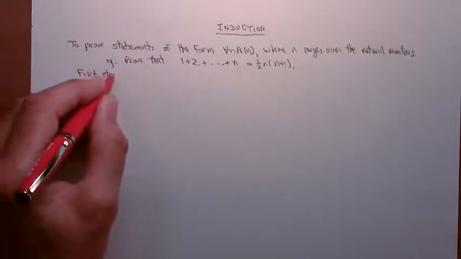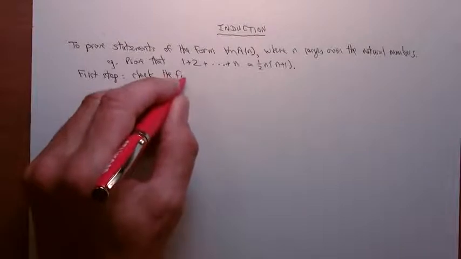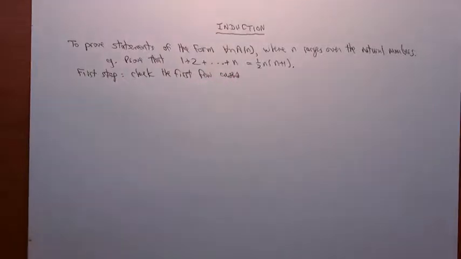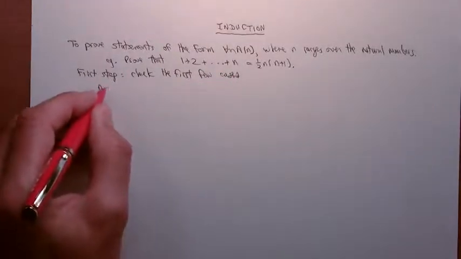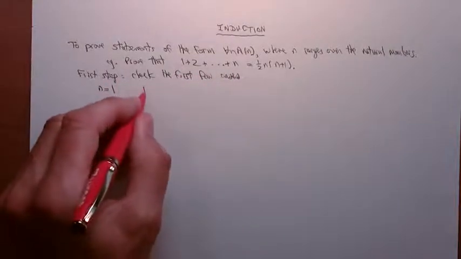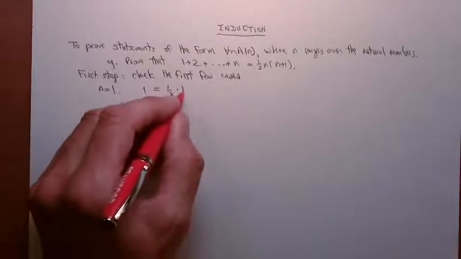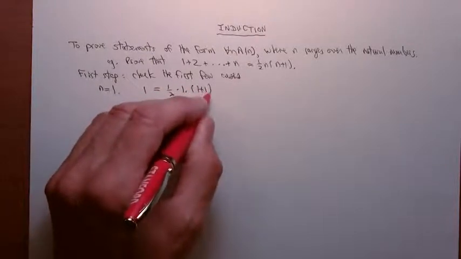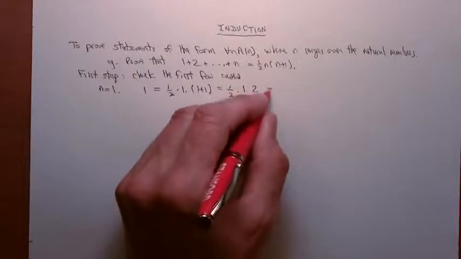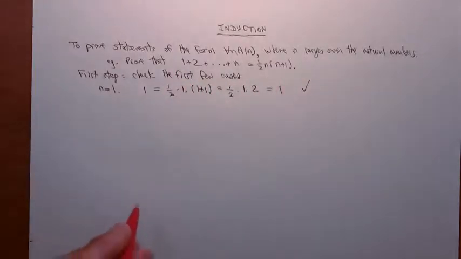Well, if you're meeting this problem for the first time, a smart thing to do is to begin by checking the first few cases, just to see if it's true for the first few cases, and to try and get a sense of what's going on. So, if n equals 1, what do we get? Well, then we've just got 1 here, and putting n equals 1 into the formula, we have a half times 1 times (1 plus 1), which is a half times 1 times 2, which is 1, and indeed 1 equals 1. So it's true in the first case.